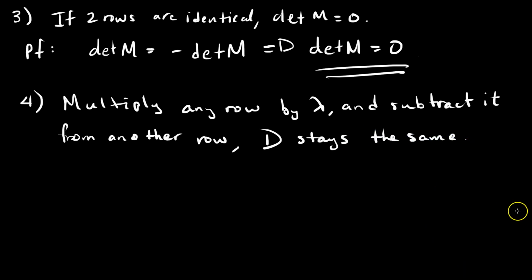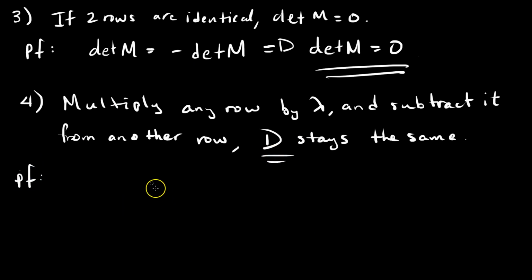And if you remember from Max's videos on row reducing a matrix, this corresponds to multiplying any row by lambda and subtracting it. This corresponds to elementary row operations, right? Elementary matrix operations, elementary row operations. And why does it make the determinant stay the same?